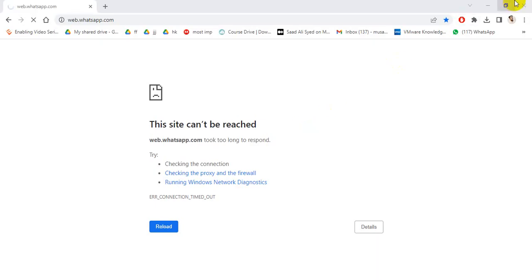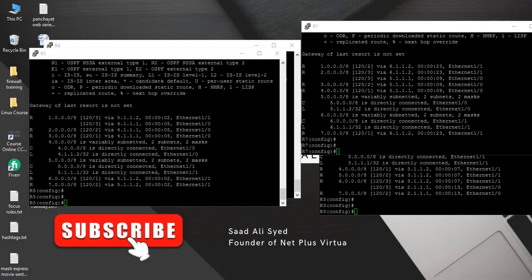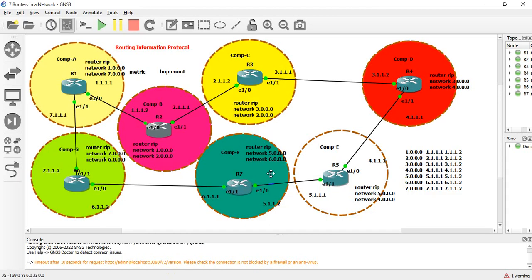So host means... what is the problem here? So yes, the internet is not working basically. So that's why I'm going to end the session.